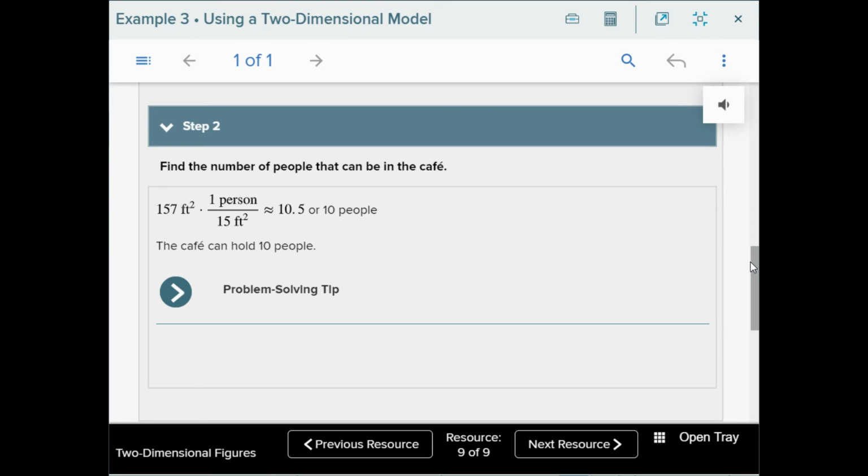So we should go back down to the nearest number that we were allowed to fit. We are allowed to fit 10 people in there. I know it rounds up to 11, but 11 would be above what we're allowed to fit in there. 10.5 is the exact number that we can fit in, so we should go down to the next number that makes sense, which is 10 people.